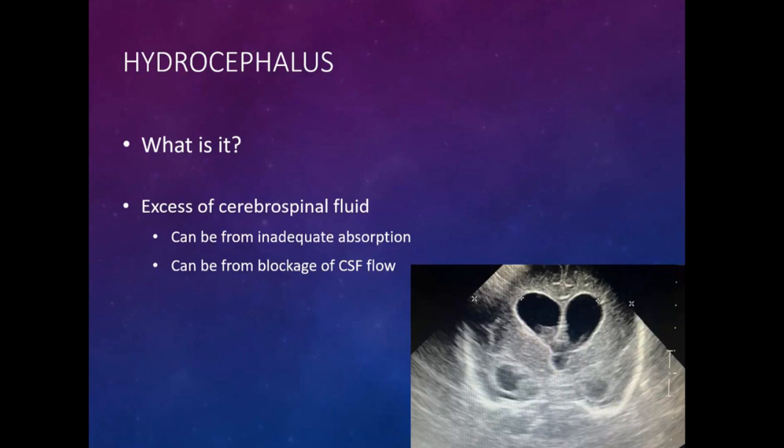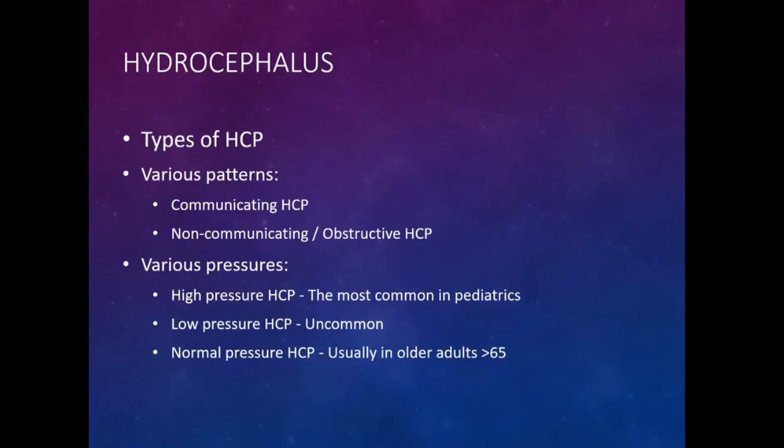Okay, so generally we look at types and patterns. Is it communicating, where all of the ventricles are enlarged, or non-communicating or obstructive, where some are maybe normal and others are enlarged? The most common form of that would be something either in the posterior fossa obstructing or aqueductal stenosis. In pediatrics, those are the two most common things we see.